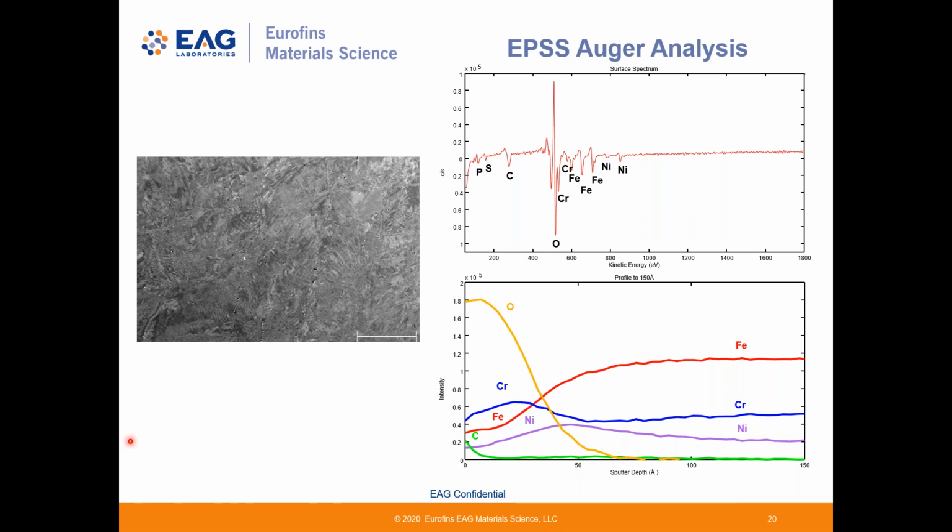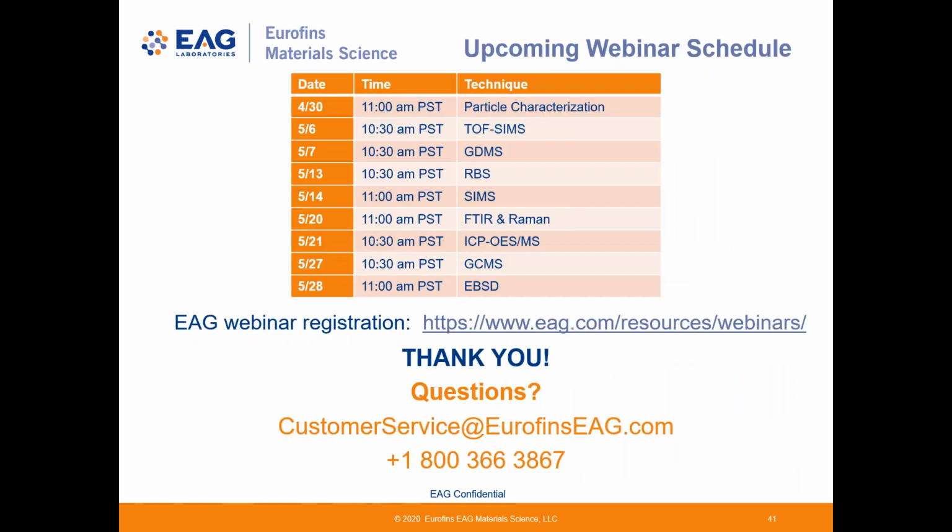Then there's a question about backscatter imaging. Can we do backscatter imaging along with the maps? We can do backscattering imaging. We don't have a backscatter detector, a dedicated one per se, but we can set our analyzer to detect higher energy electrons, and then we can raster that and look at the image.